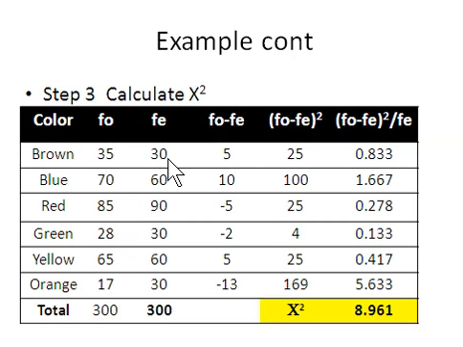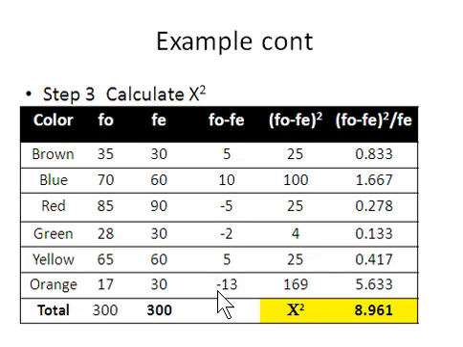The expected distribution is a little harder to come by. If I expected to get 10% brown, then 10% of 300 is 30. 20% was blue, which is 60, and 30% red. So my expected distribution is not the same, but it's supposed to follow something different.